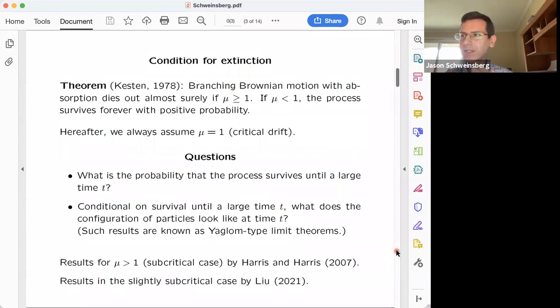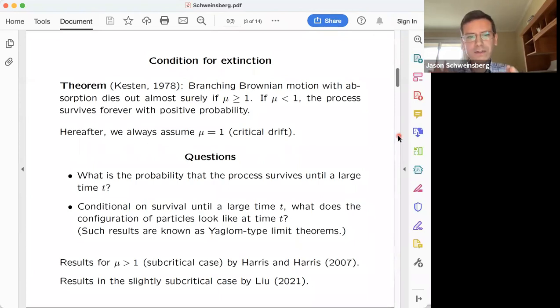Now, perhaps the most basic question that one can ask about branching Brownian motion with absorption is whether it eventually dies out or whether some particles survive forever. Harry Kesten answered this question way back in 1978. Kesten showed that if the drift to the left is greater than or equal to 1, so that particles are drifting rapidly towards the origin, then the process dies out with probability 1. However, if the drift is strictly less than 1, then the process survives forever with positive probability. For the rest of the talk, we're going to assume that mu is equal to 1, so that we're in the case of critical drift.